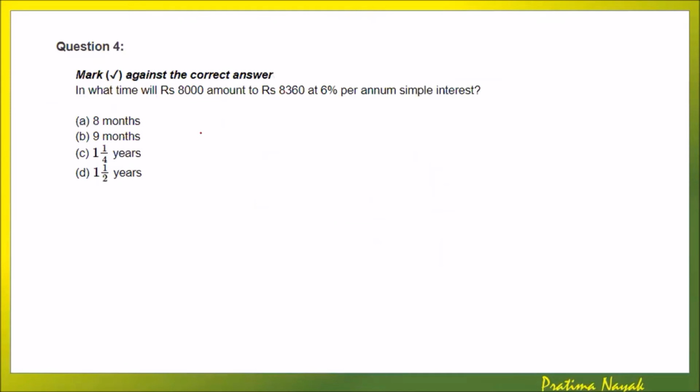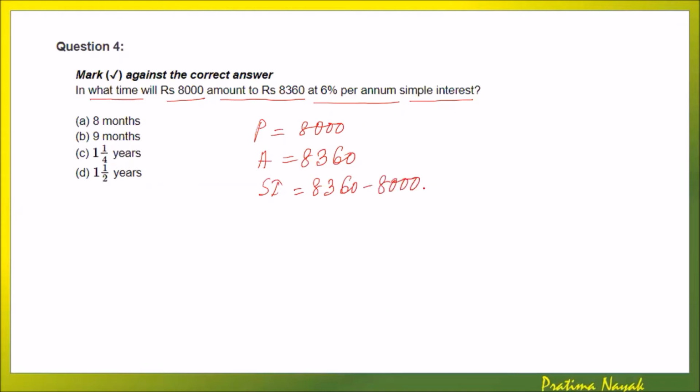Next is question number 4. In what time? Here, what is given? Time is asked. Rupees 8,000 amounts to 8360 at 6% per annum simple interest. So P is given as 8,000. I'm not writing the rupees because this is a multiple choice question. Amount is equal to 8360. I can get your SI. Simple interest is equal to 8360 minus 8,000. Let's do some mental calculation. This will be 360 only. R is equal to 6%.